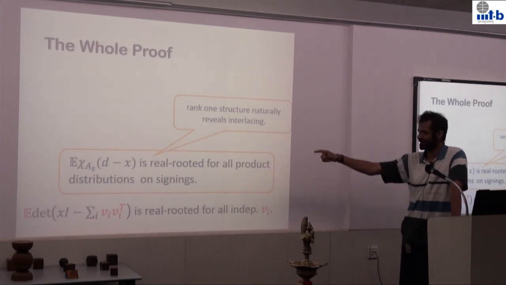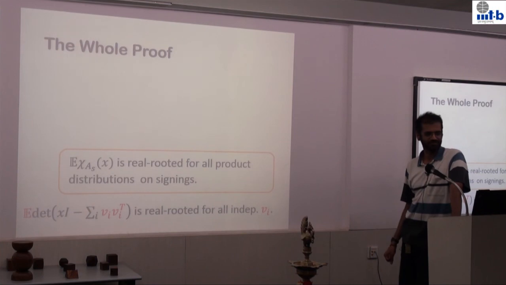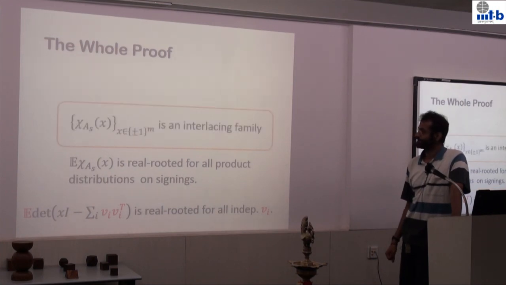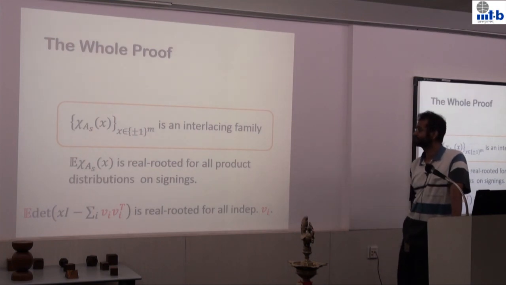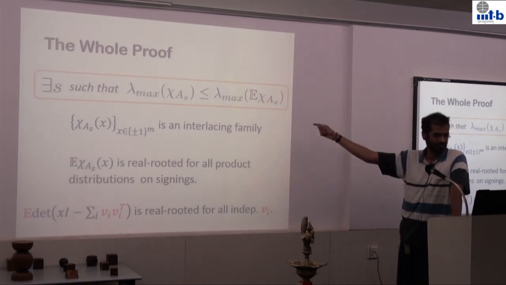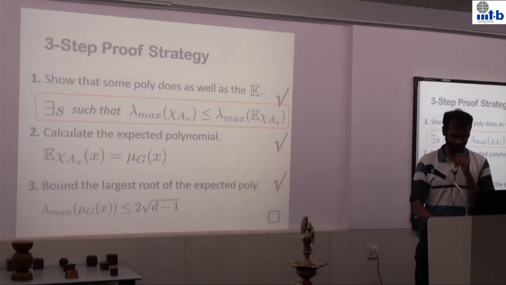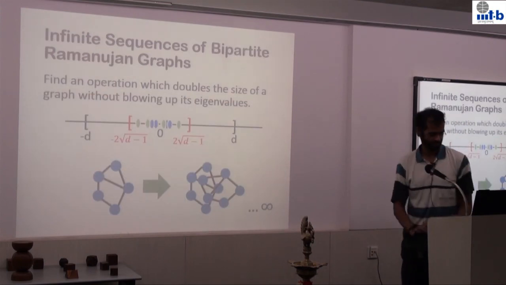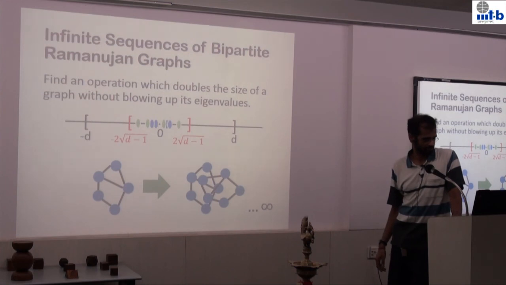A special case of this is the expected characteristic polynomial of assigning under any product distribution shifted by D, which does obviously the same thing as if I just shifted back, which then implies that this thing is an interlacing family, because all those common interlacings exist, which then implies that there exists a signing which does as well as the average, which then proves the existence of a good lift. And then that's it. That's the whole proof.